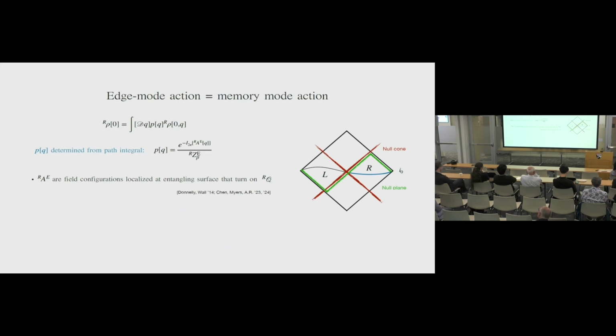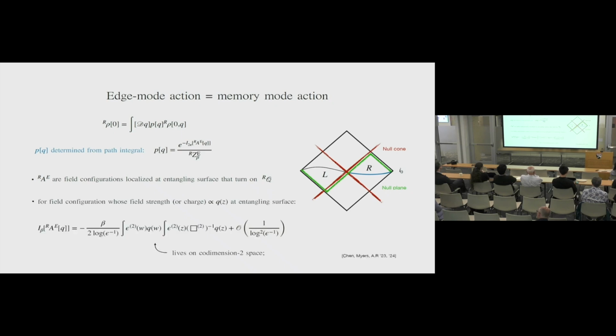So these were described a long time ago by Donnelly and Wall. And here we are basically just giving a new physical interpretation of this older calculation. Now, just to see it, the on-shell action of these edge modes takes this very simple form. First of all, we see that it's localized on a two-dimensional space, so in 4 dimensions, on a codimension 2 slice. In 4-dimensional space, this would be like the entangling surface. It's a codimension 2 slice.